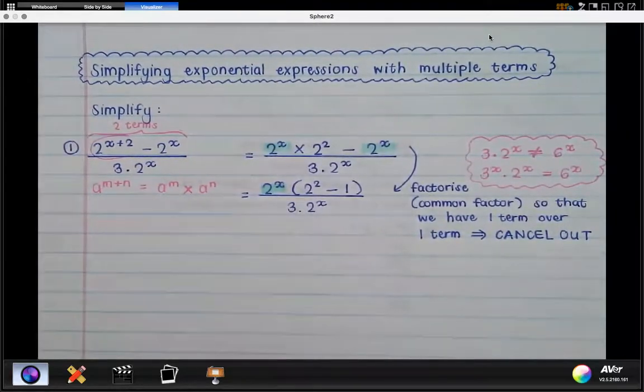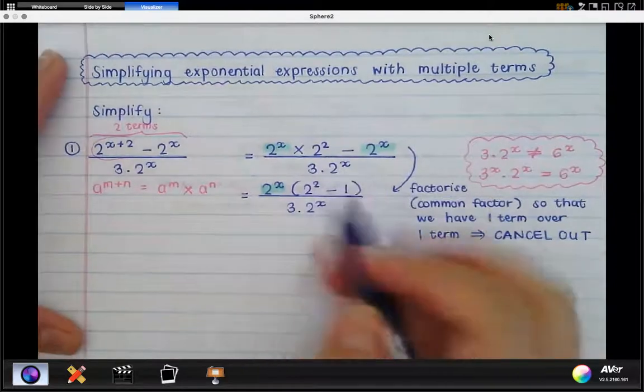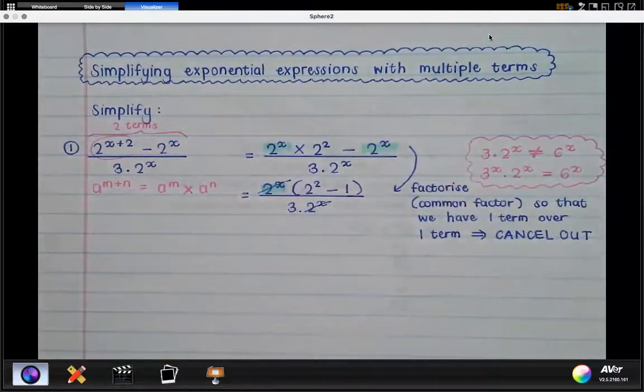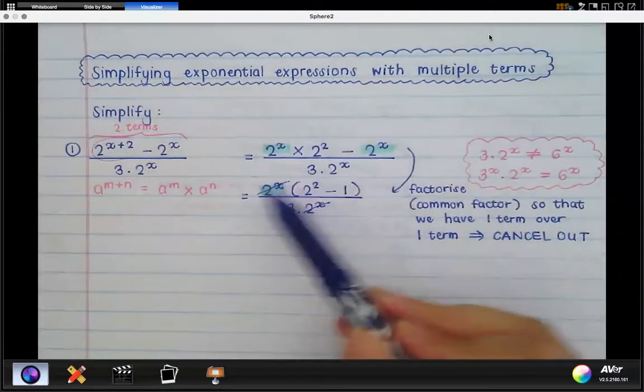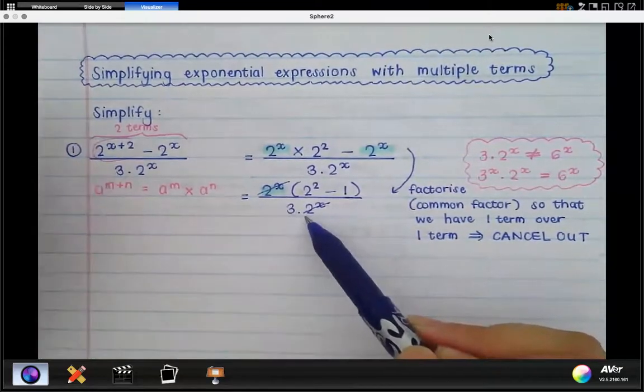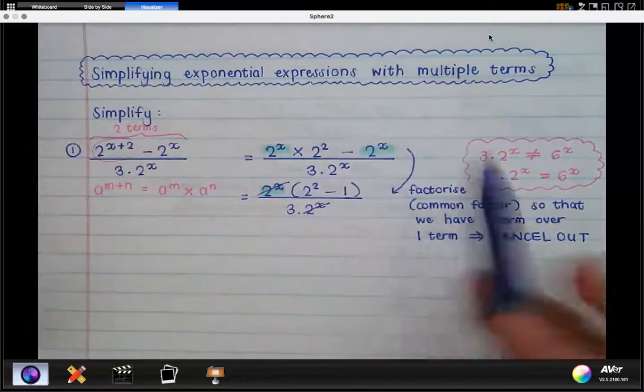And now we have 1 term over 1 term. Now you can actually cancel out that common factor there. That 2 to the x at the top will cancel out the 2 to the x at the bottom. Remember, what are we doing when we're canceling? We are actually dividing. So what I'm actually saying is 2 to the power of x divided by 2 to the power of x is 1. So that's why we are allowed to cancel them out.